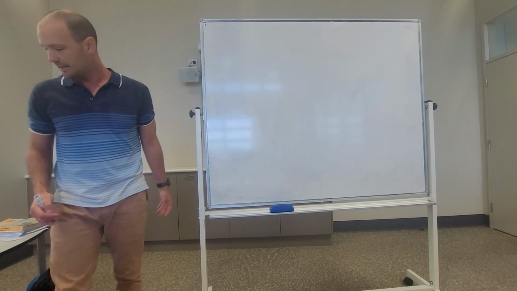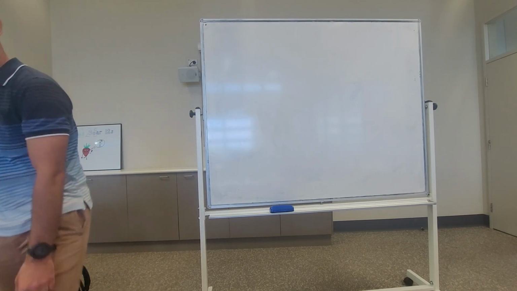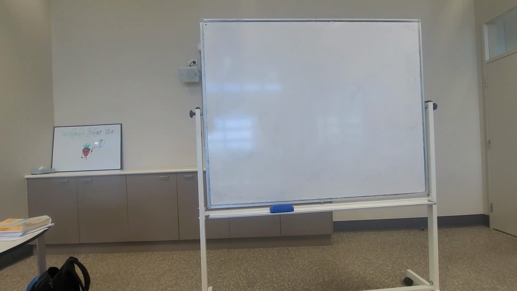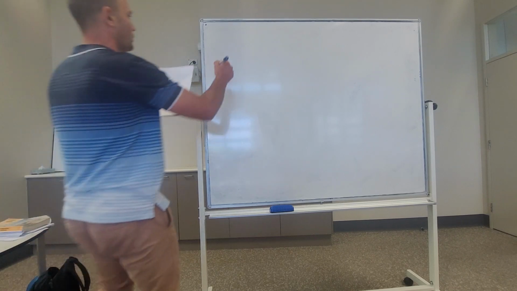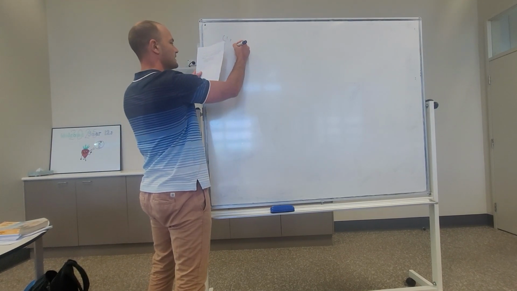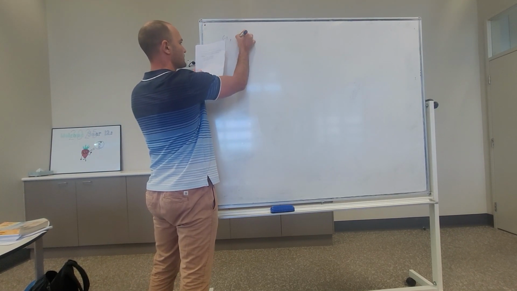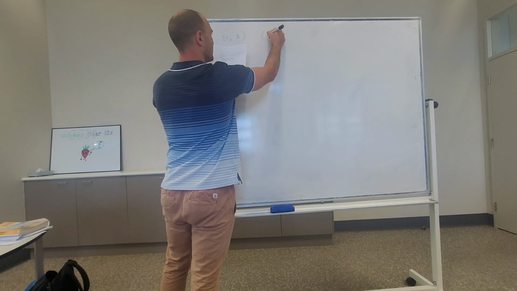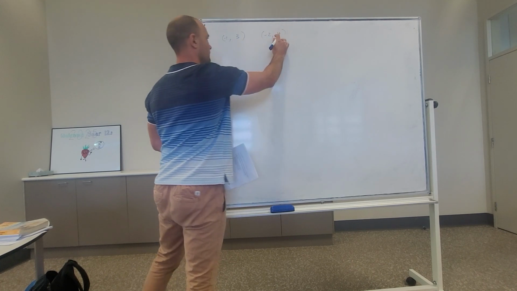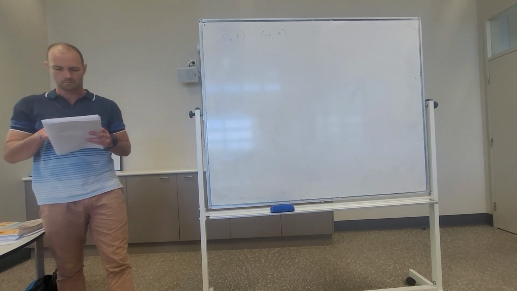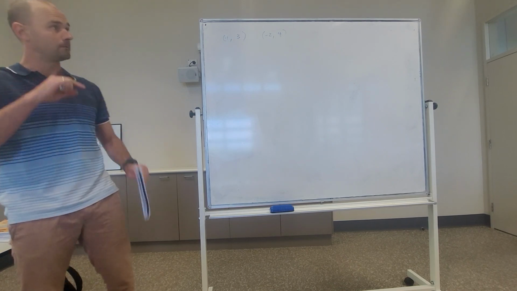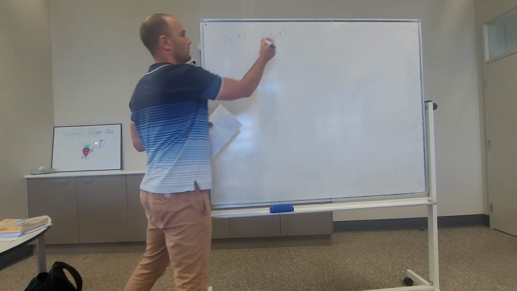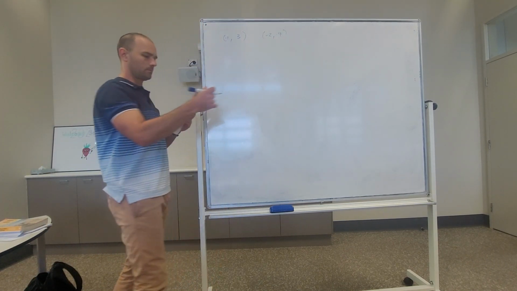All right, so in example 2, we won't bother sketching it this time. We'll just get straight into it. Find the distance between the coordinates, and we have x is minus 1, y is 3, and we have minus 2 and 4. Minus 1 and 3, minus 2 and minus 4. Make sure you get them down properly.